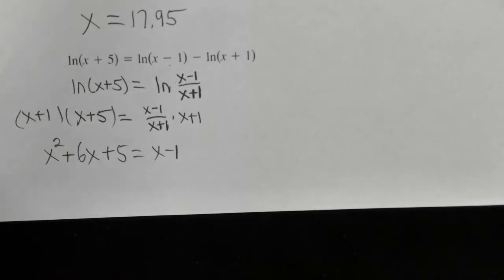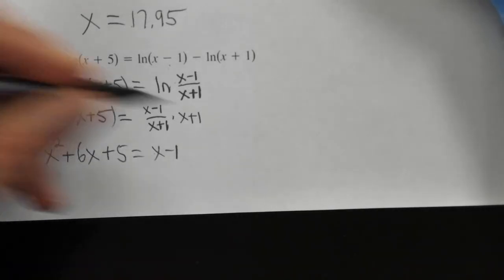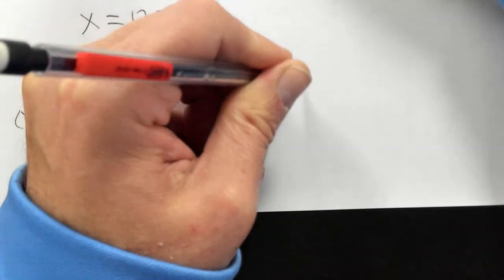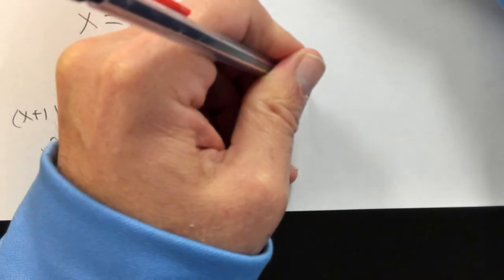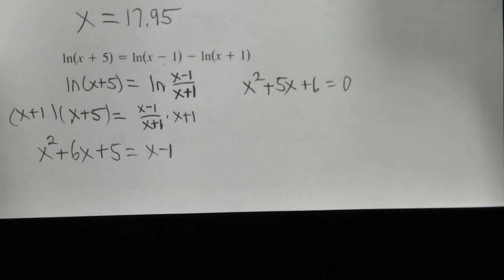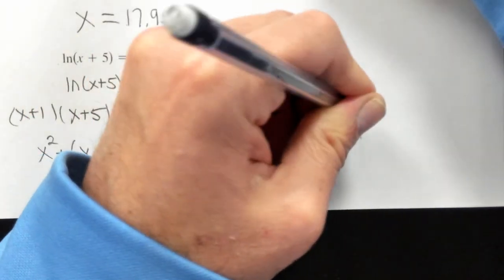So from here, we're going to go ahead and let's see, what do we want to do? We can subtract that x from this side and get x squared plus 5x, and we can add the 1 there and get plus 6 equals 0. Now we're solving a quadratic equation. I can attempt to factor it first, and if it doesn't factor, I'll have to go to the quadratic formula.